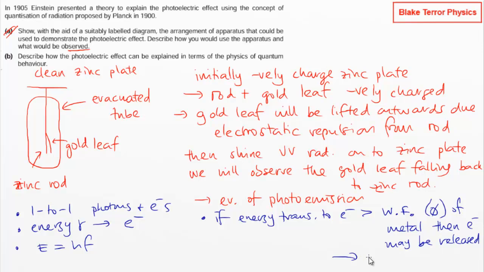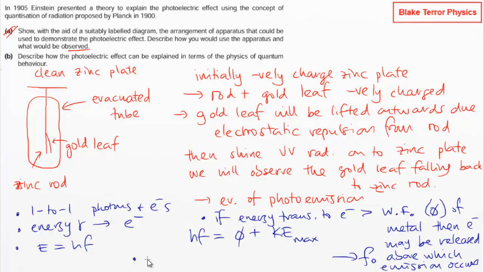So we could then say that this leads to a threshold frequency. You might want to put that in, above which emission may occur. Then you also can't do any harm by putting down the photoelectric equation. So we can do hf is equal to, so the energy of the photon, energy transferred to the electron, is equal to the work function, the minimum energy required to release the electron, plus the maximum kinetic energy that the electron can have. So we can put that on there as well.